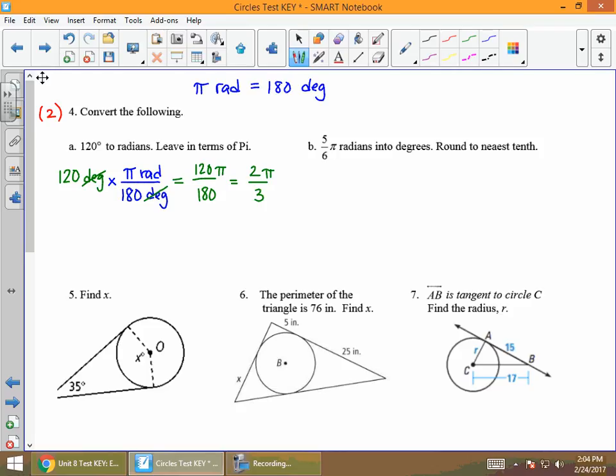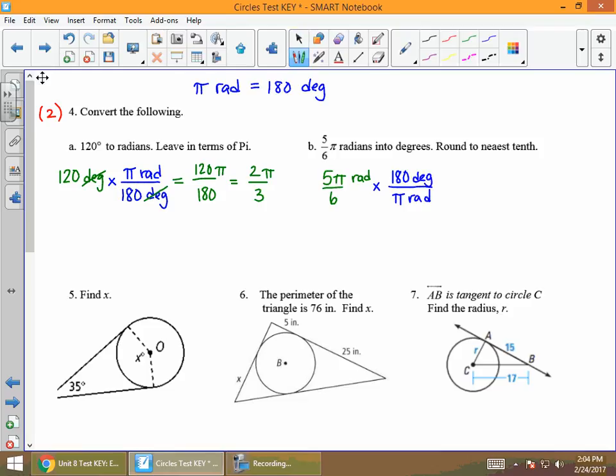All right, and for letter B, I have 5 over 6 pi, or that is 5 pi over 6. And again, I want to multiply that by something equivalent to 1. Those are radians, so put in rad, so we know that those are radians. I want to get rid of radians, so I'll put my pi radians on the bottom, put my 180 degrees on the top.